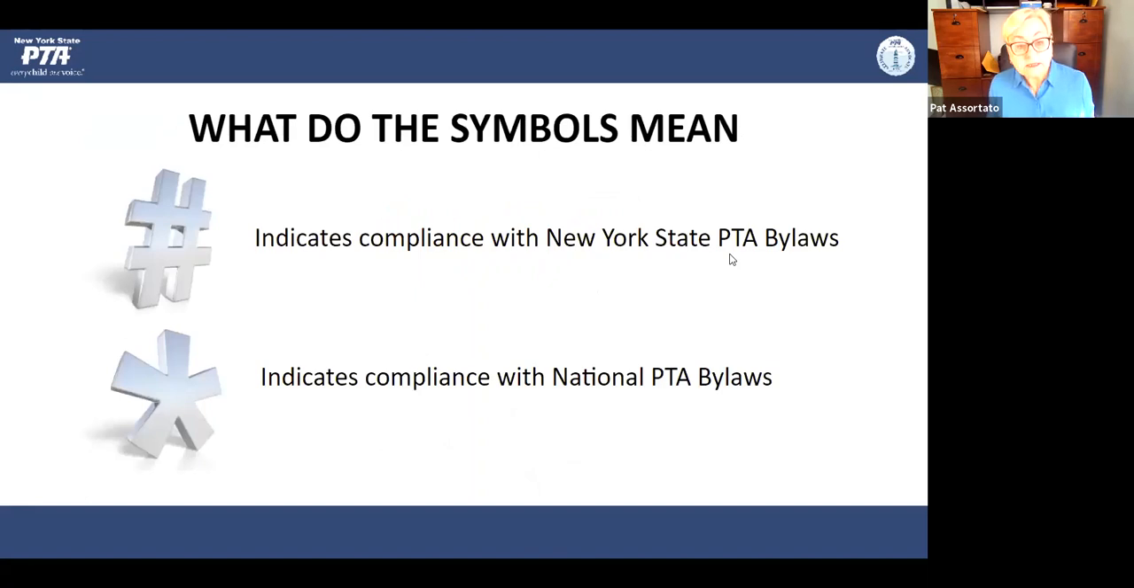So you'll see these symbols throughout your bylaws. What do they mean? These symbols indicate required sections that cannot be changed or amended by your local unit. The hashtag indicates compliance with New York State PTA bylaws, and the star indicates compliance with national PTA bylaws.